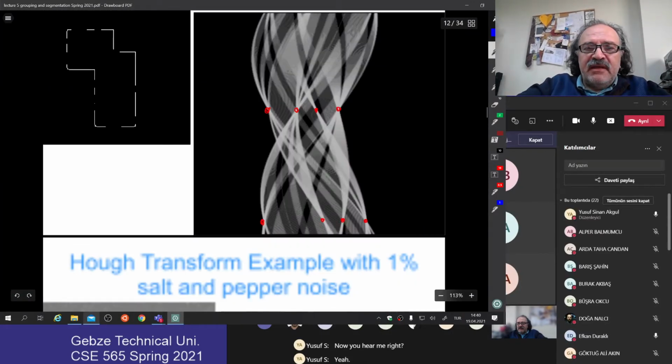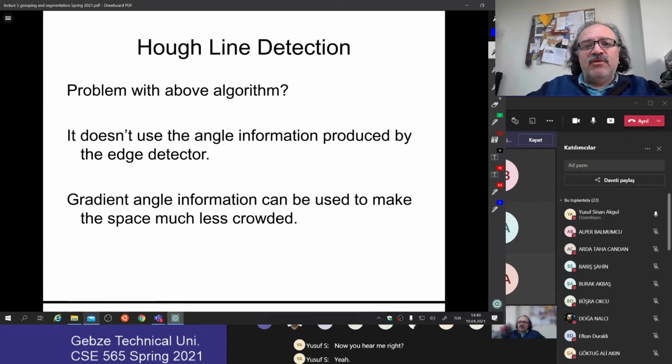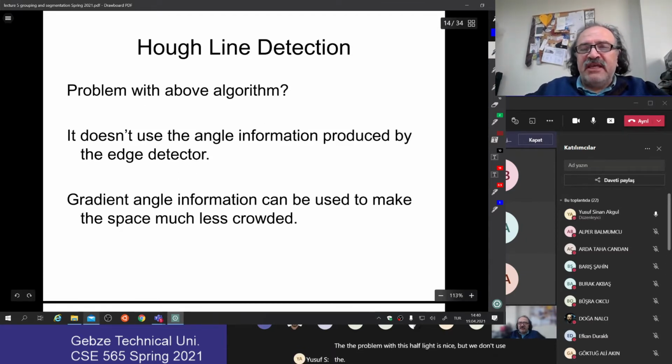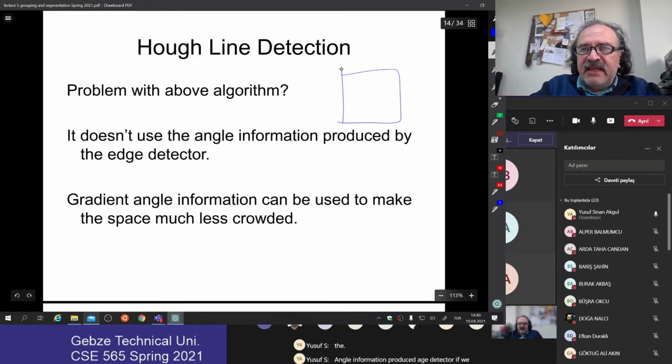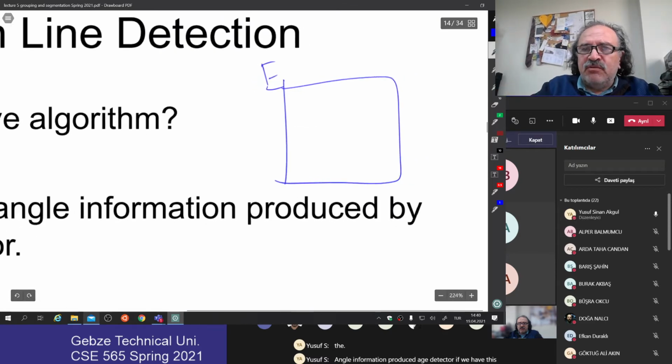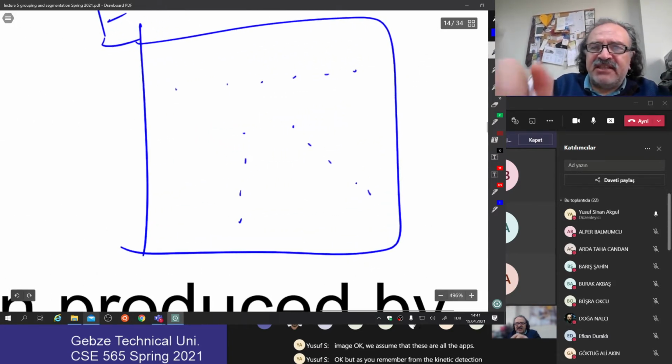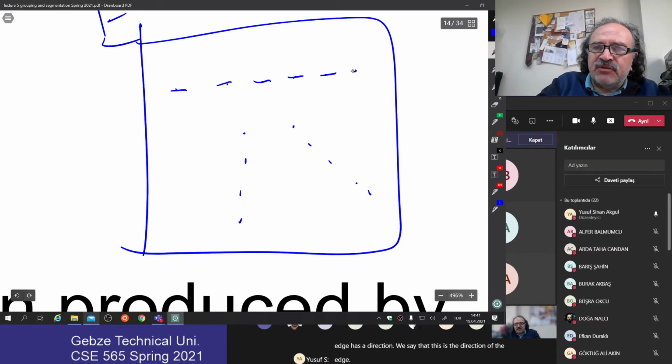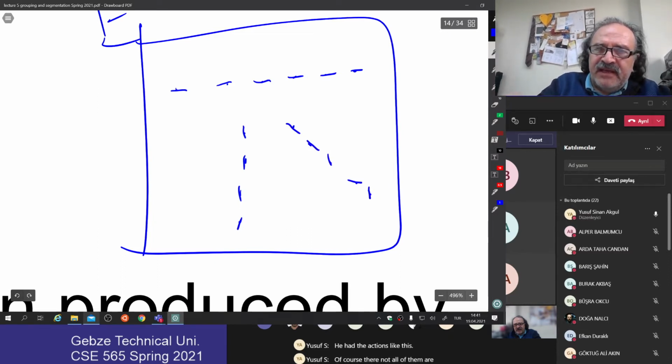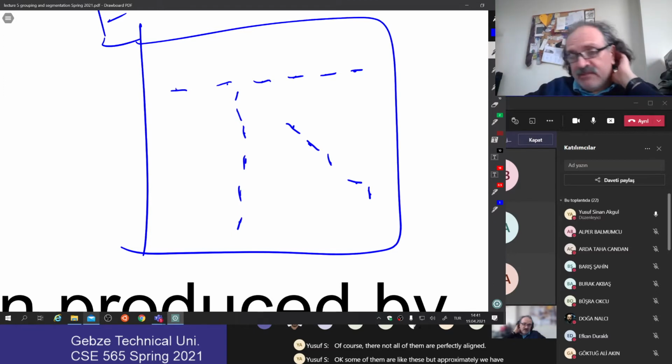The problem with this Hough line algorithm is that it is nice, but we don't use the angle information produced by the edge detector. If we have this E image, we assume that these are all dots, but as you remember from the Canny edge detection, each edge has a direction. We say that this is the direction of the edge. These are the directions of the edges. Of course, not all of them are perfectly aligned. Some of them are like these, but approximately we have the edge information.